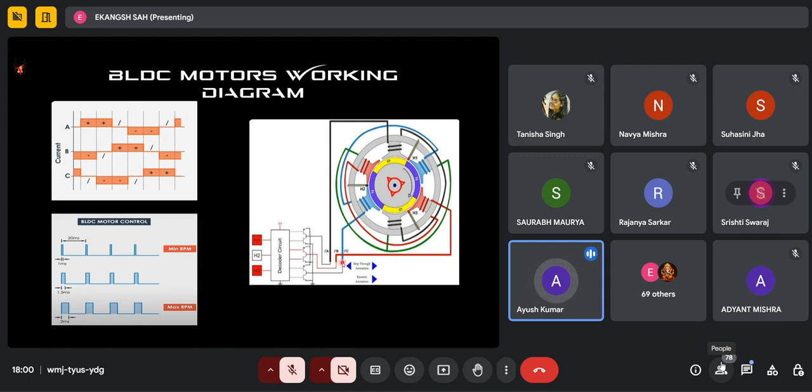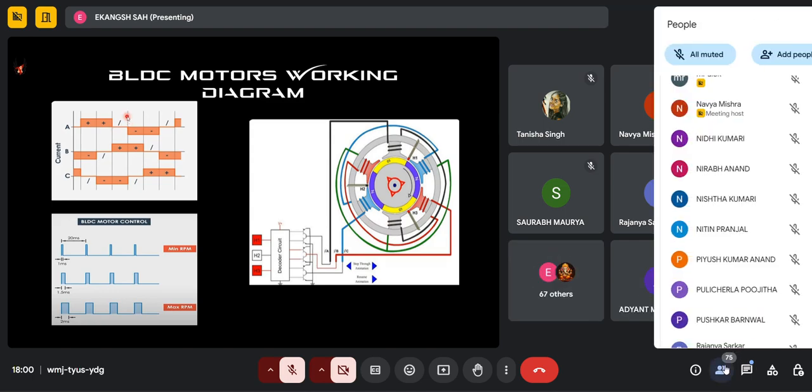Now in the left diagram, the current diagram, we can see ABC. ABC shows the three different motor windings. Here the plus sign shows that the current is going into the motor winding. The negative sign shows that the current is coming out of the motor winding. Whereas the forward slash represents that the motor winding is in a neutral state, or it is used in the detection of back EMF.